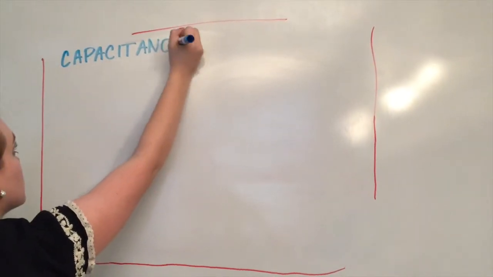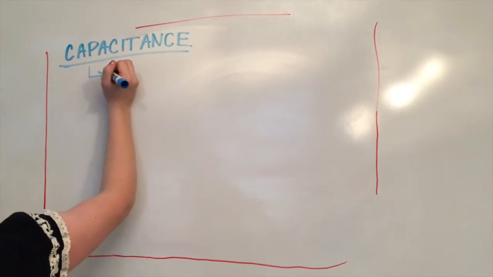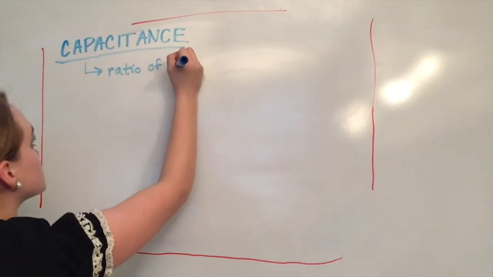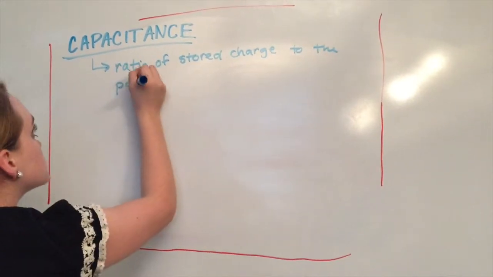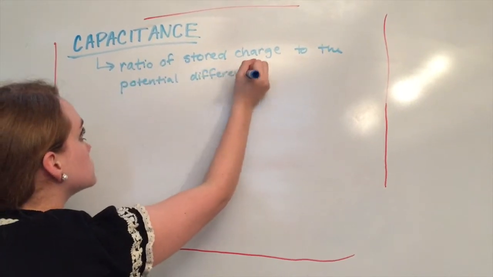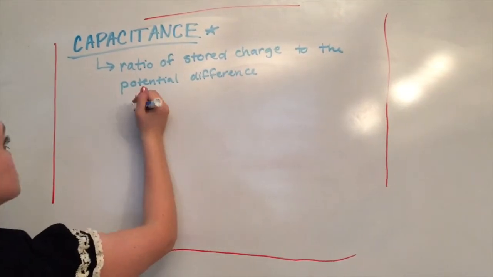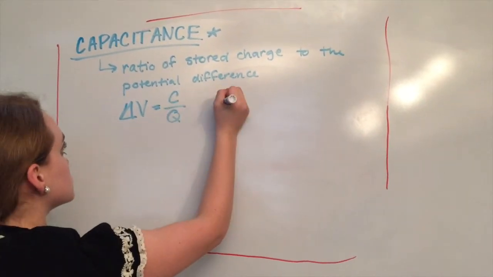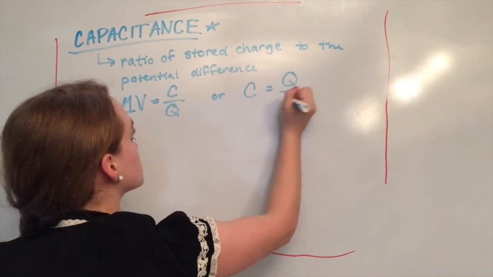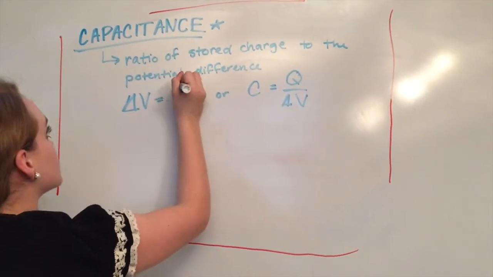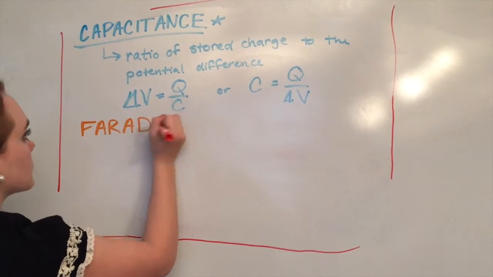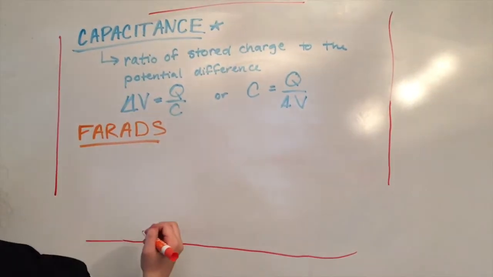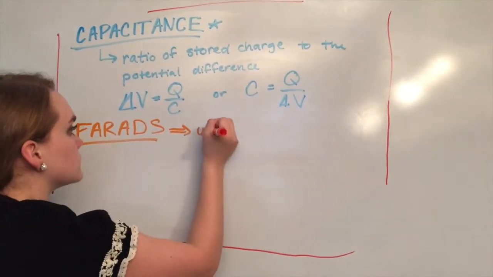Every capacitor has a value for capacitance. Capacitance is the ratio of stored charge to the potential difference between the plates. This can be expressed by the equation stating that the potential difference between the plates is equal to the stored charge over the capacitance. This equation can also be rearranged to state that capacitance is equal to the stored charge over the potential difference. Capacitance is measured in farads, which is the same thing as coulombs per volt.